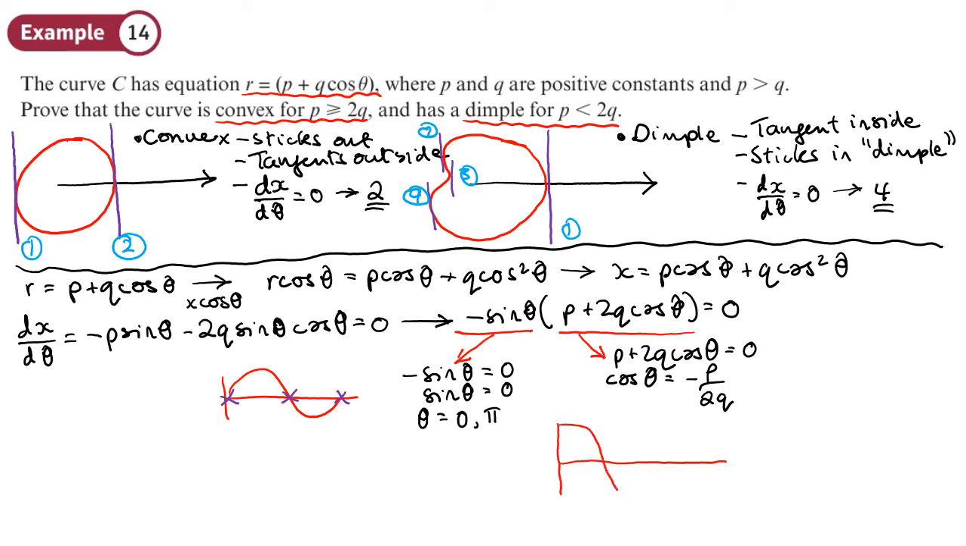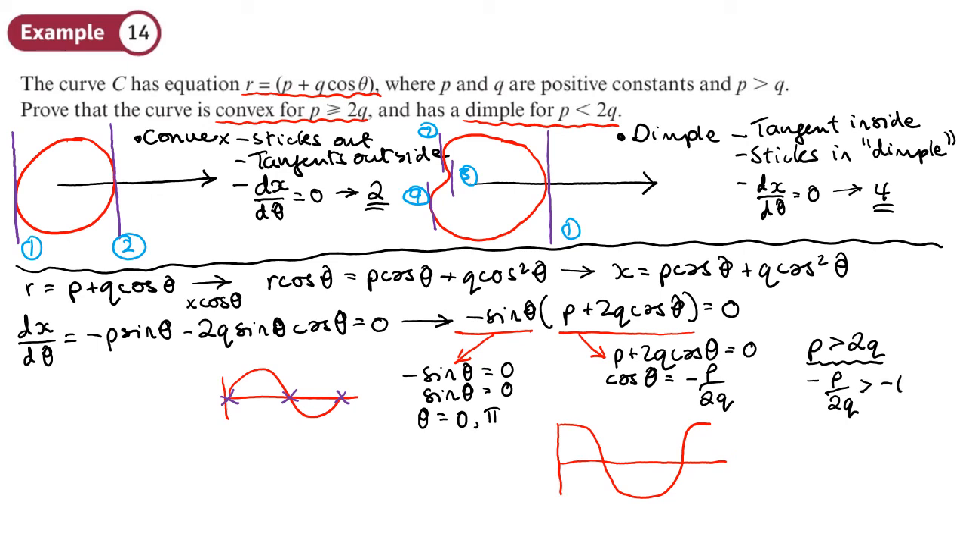So here's a graph of cos. Let's look at the 3 different values we could have for p and q. We could have p greater than 2q. Now, if p is greater than 2q, that means that negative p over 2q, well, if the top number is bigger than the bottom number, you're going to have a number which is greater than negative 1.